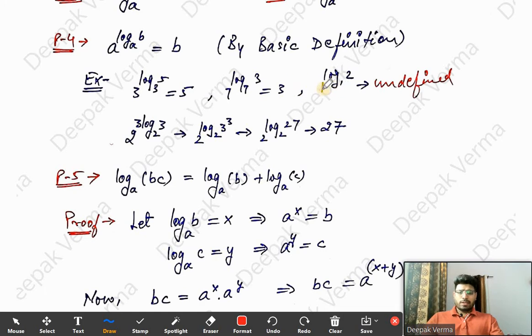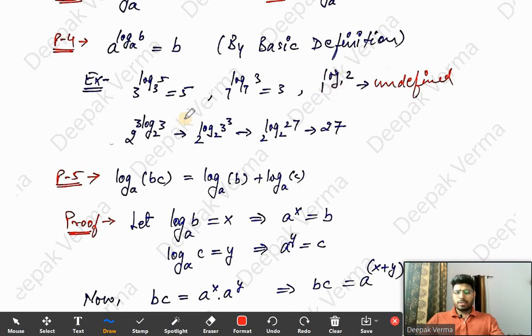Clear? And here we have 1 to the power log 2 base 1. Here we can see 1 and 1, but this is not equal to 2. Why? Because here the base is not defined. In the starting of this lecture, I said we are assuming all terms are defined, but here the base is 1, so this is not defined. Clearly, this is undefined. This is not equal to 2 here. It's an exception.